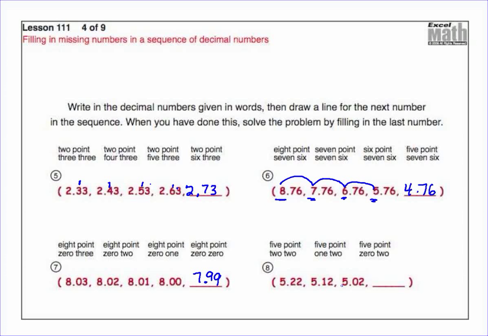5.22, 5.12, 5.02. This second number, the tens place, is changing. Think about this as 522, 512, 502. The next number down would be 492, and then we put the decimal point back in there. And this is changing by minus 0.1. We should probably have that on this one too. This is changing by minus 0.01, and this one is just going down by 1 whole every time.